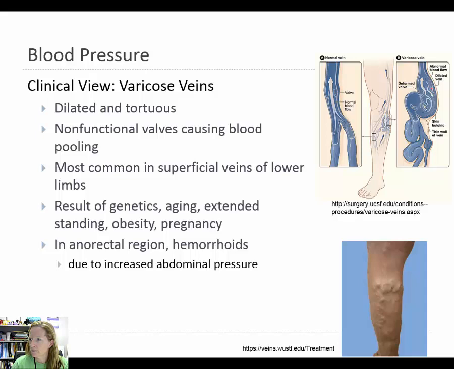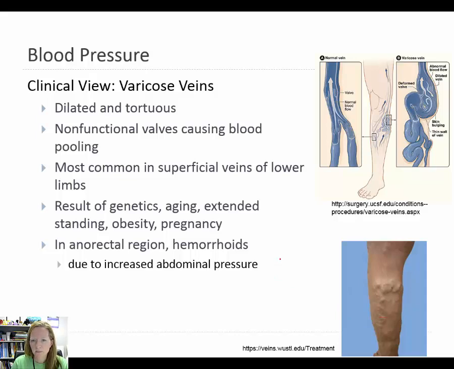So especially if you have a dilated vein, then that means that the valves can't completely close because of that. So the issue you have is this kind of pooling in the blood vessels, and it can look like this superficially. This is very common in the lower limbs.